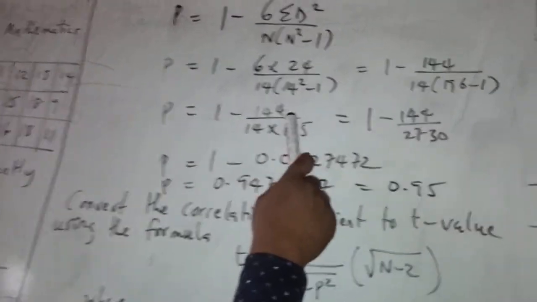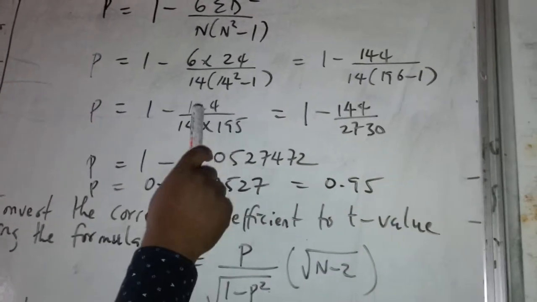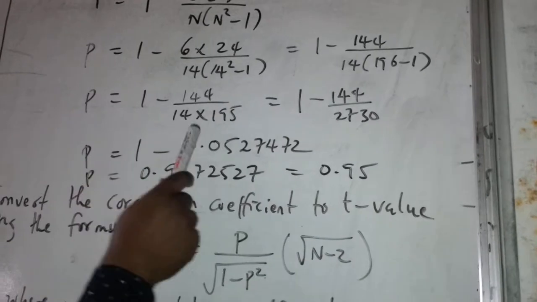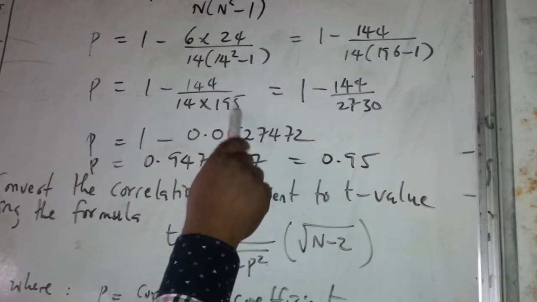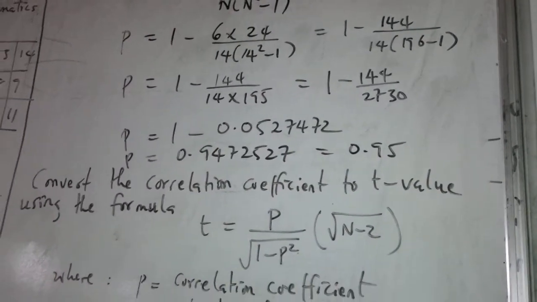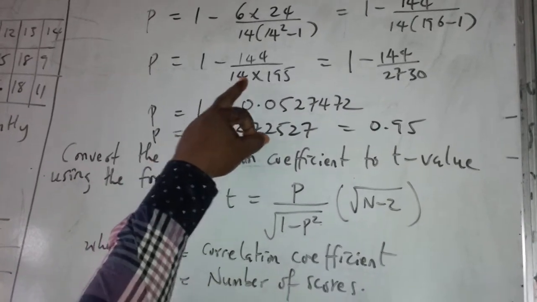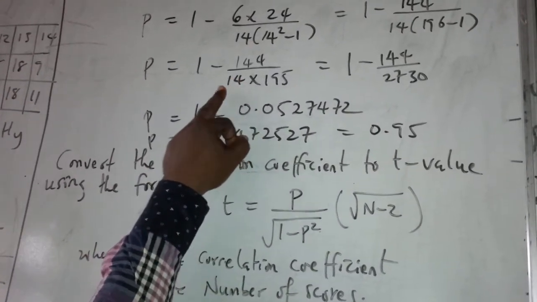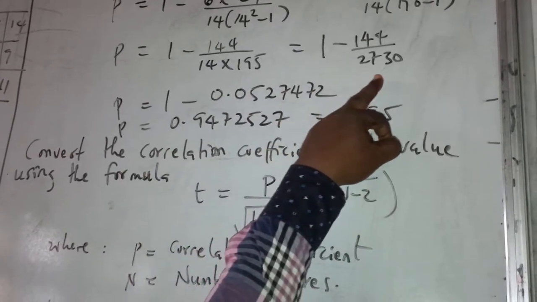Now, 6 times 24 will give you 144. For this 14 is here. 14 squared will give you 196. Minus 1 will give you 195. And so P is equal to 1 minus. If you multiply 14 by 195, what you have is 2730.